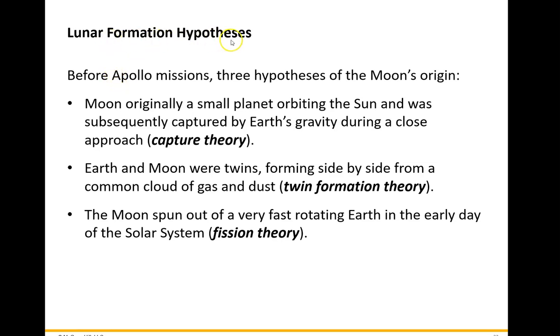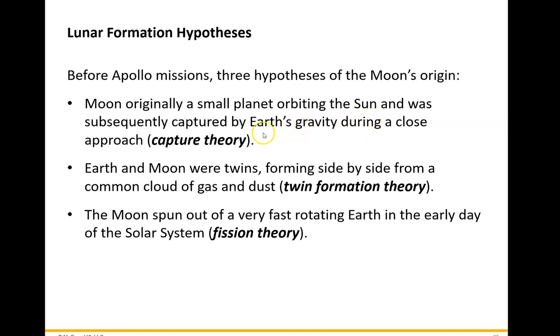All right, so now going back before the astronauts visited the moon and brought back rocks, there were several competing theories, and let's look at those. These are the three major theories that were being considered in the 1950s. One was the capture theory, right? So maybe a small planet. There was a planet that was orbiting the sun, and it got too close to the Earth's gravity and was captured.